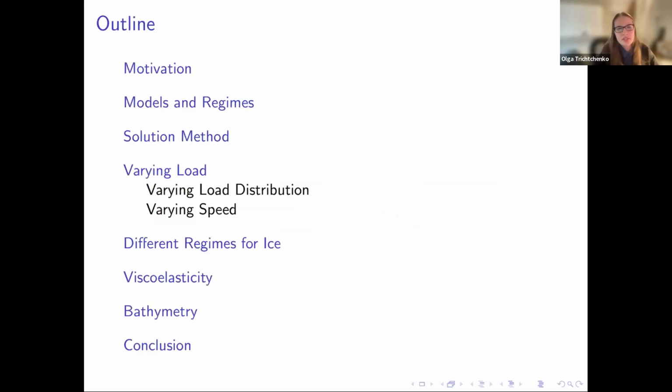So my outline is pretty straightforward. I'm going to tell you what we're computing and the method, and I'll show you the different models. And then I'm just going to show a lot of pictures in different regimes.